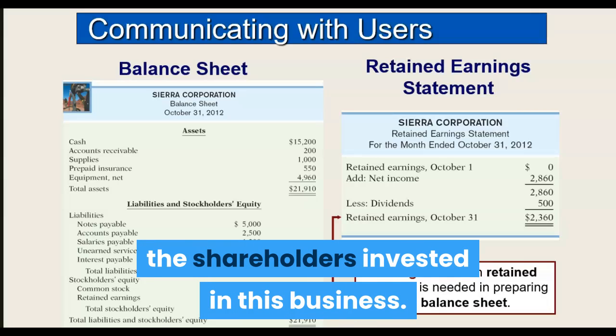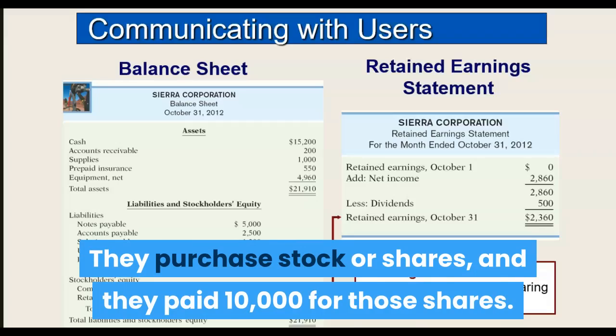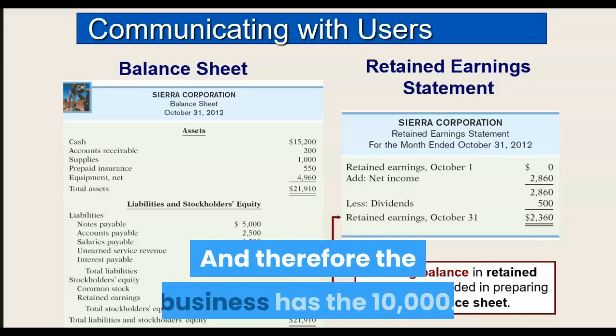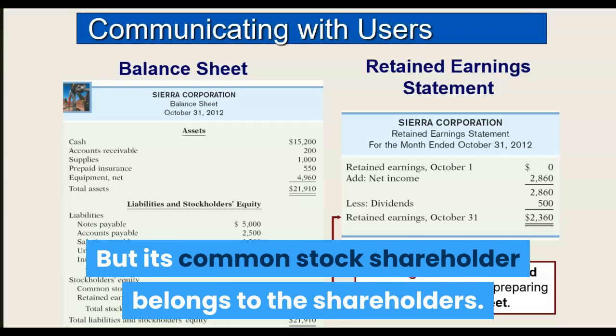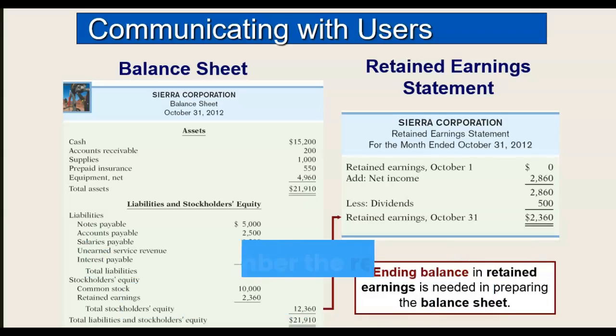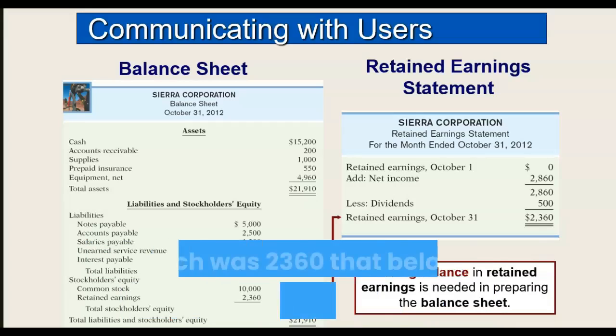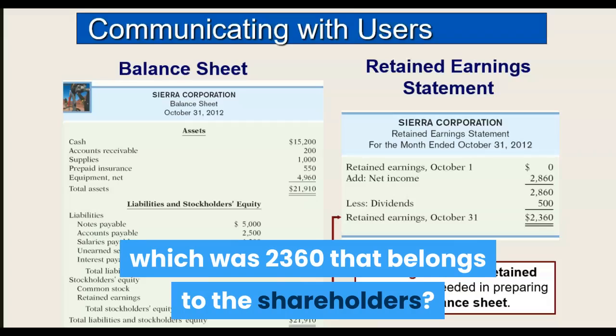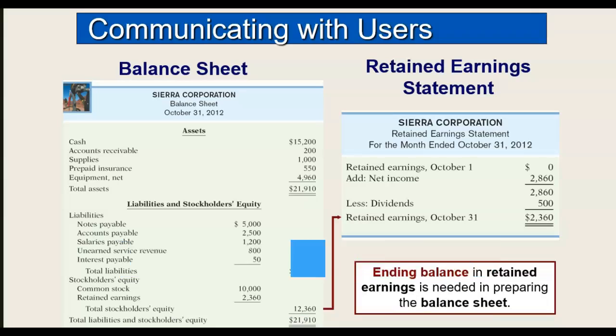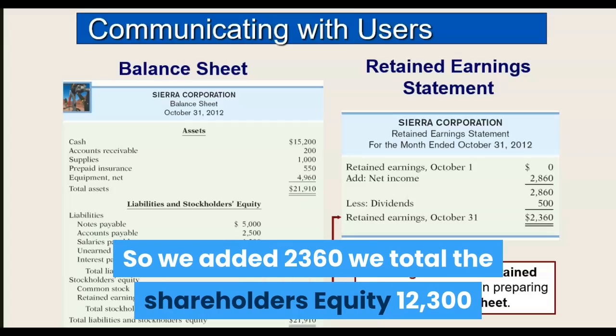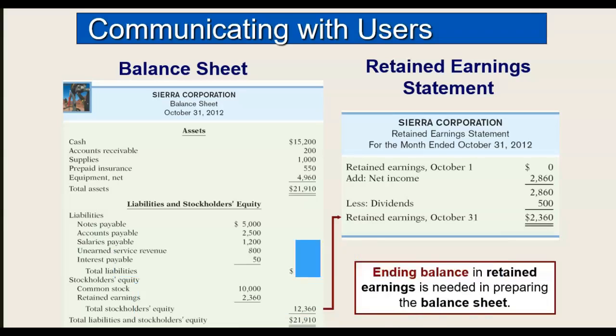Now, common stock represents how much the shareholders invested in this business. They purchased stock or shares. And they paid $10,000 for those shares, and therefore the business has the $10,000. But it's common stock shareholders. It belongs to the shareholders. And then we add the retained earnings. Remember the retained earnings statement, which was $2,360. That belongs to the shareholders. So we added $2,360, and we total the shareholders' equity, $12,300.